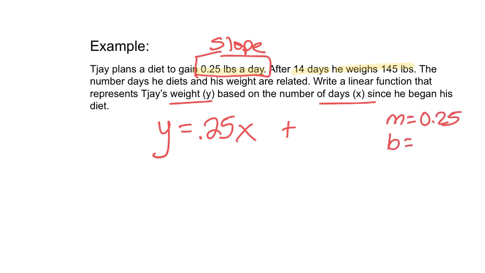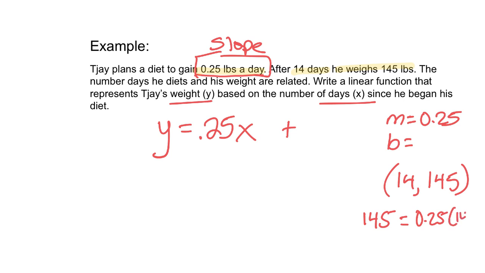Now, it does not tell us how much he weighs when he starts his diet, but we know that in 14 days, he weighs 145 pounds. So I can use that and my slope to find my b. So I'd get 145 equals 0.25 times 14 plus b. So multiply that and I get 3.5 plus b.